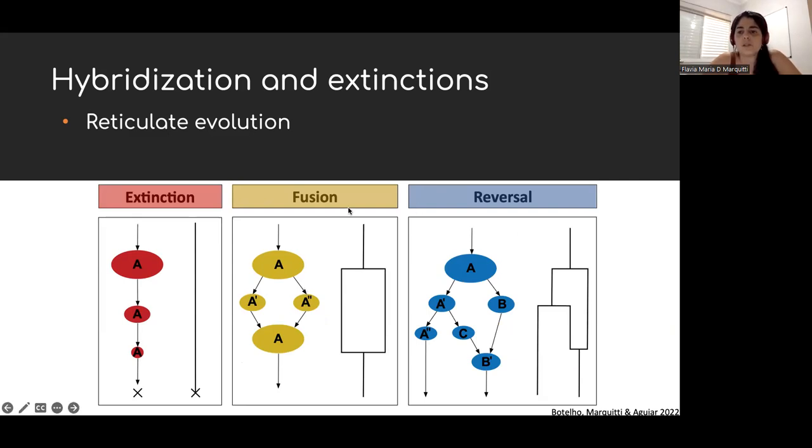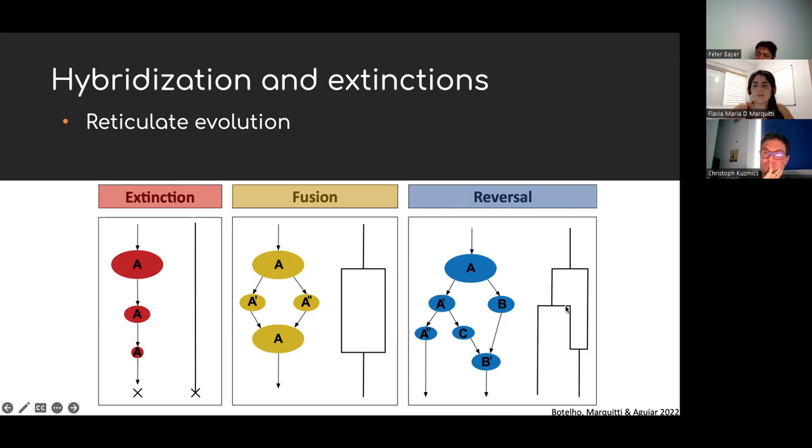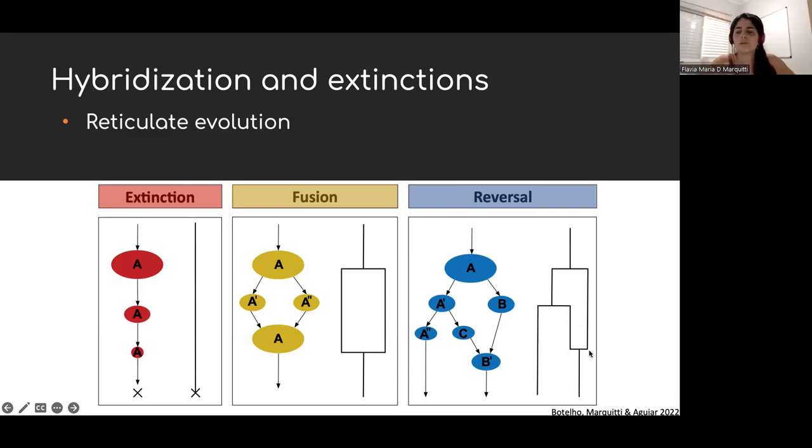By fusion or reversal, these are two kinds of hybridization that we have in our definitions here. We have a species that splits in different species, and then in the future they join again, and they are only one species again. And this can be represented in a phylogenetic tree by a bifurcation that joins again and forms one species. And reversal is because you need two speciation processes to join again the individuals that passed through two speciation processes related to their common ancestor.